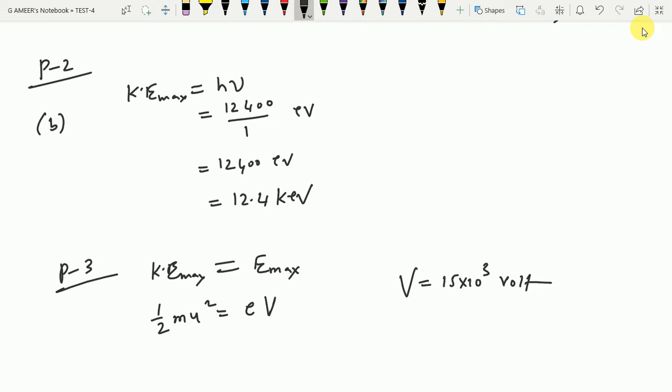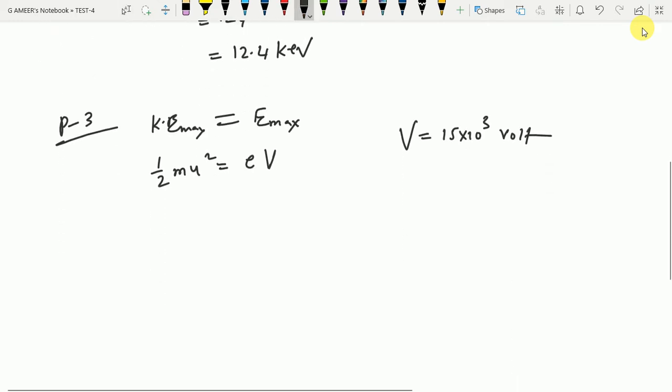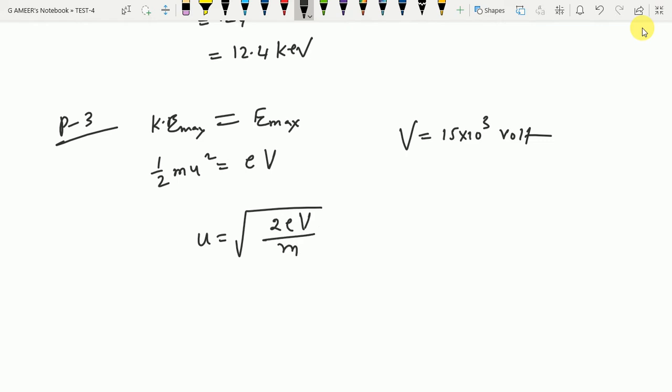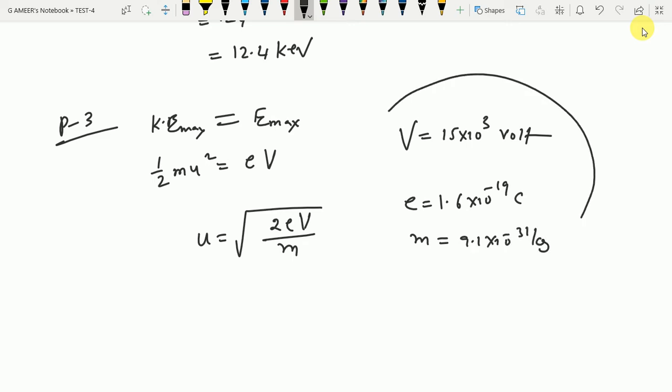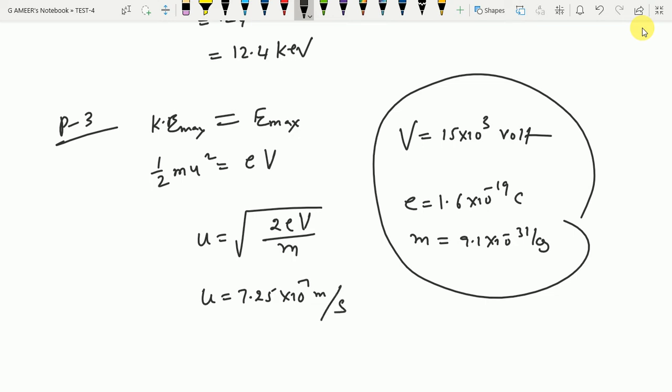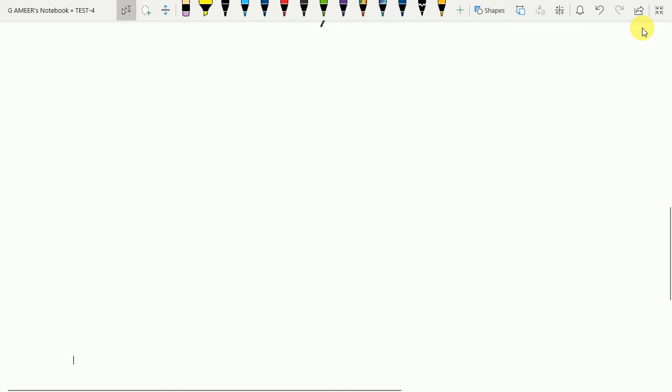From here, I substitute all the values. We need to calculate the speed. u is equal to the square root of 2 e times the potential difference divided by m. e is the electric charge, 10 power minus 19 coulombs. m is the mass of an electron, that is 9.1 into 10 power minus 31 kilograms. If I substitute all these quantities, I'll get the velocity approximately 7.25 into 10 power 7 meters per second. So 10 power 7 meters per second corresponds to the A option. Okay, clear? I hope it is. Go for the next problem, P4.